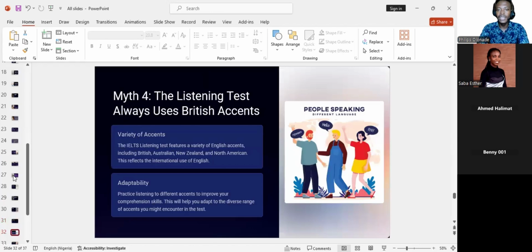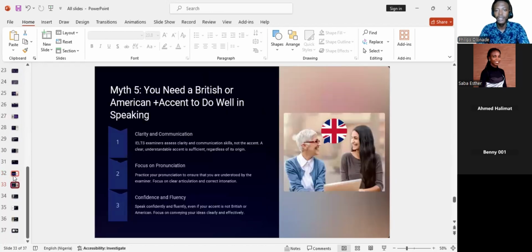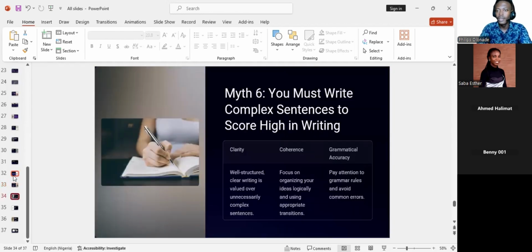Then, the listening test always uses a British accent. No, it can be any accent. It can be British, Australian, North American, and it can even be Nigerian. Next, you need a British or American accent to do well in the speaking section. No, that's not true. Any accent you have is fine. Don't mind anybody that says you must have foreign accents. It's not true. Then, you must write complex sentences to score high in writing. No, complex sentences can help, but don't be so engrossed in writing complex sentences that you don't make sense.